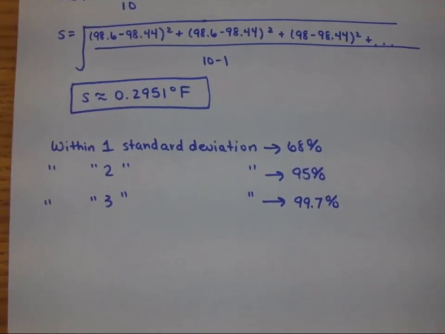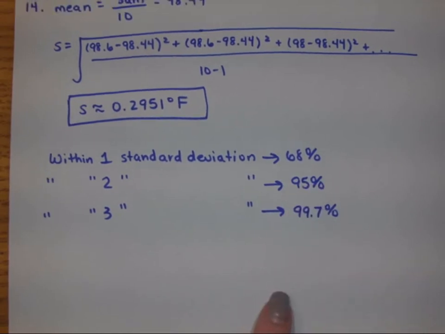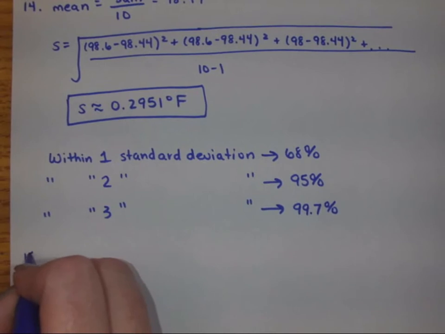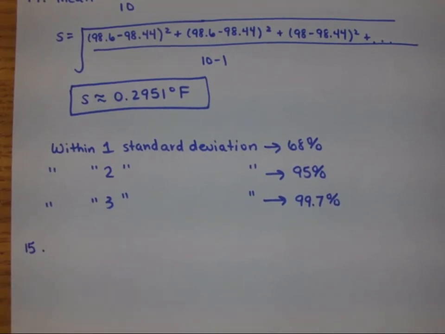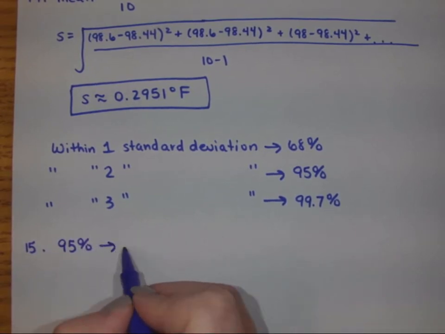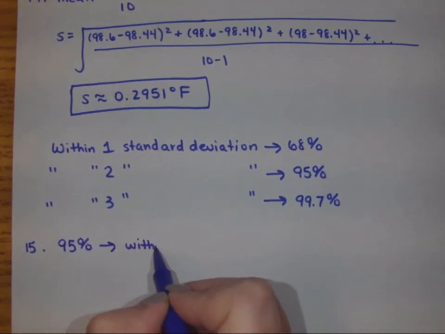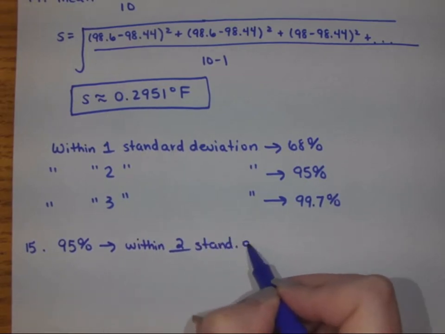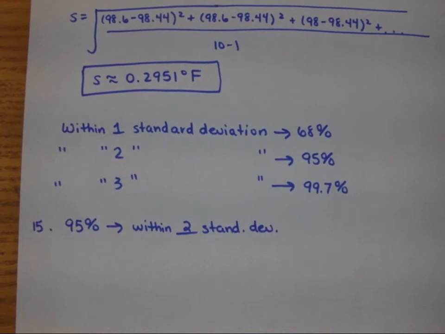So everything we'll do about normal distribution will have something to do with these 3 quantities, and you're definitely going to need to make sure that you know those, okay? Or know how to use them, I should say. So let's look at number 15. 95%, right? So 95% is supposed to be significant to you because it means within 2 standard deviations.